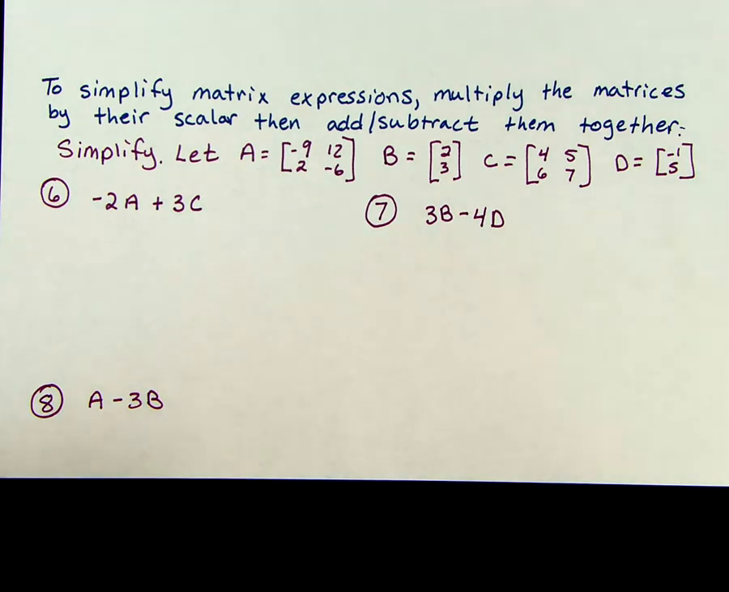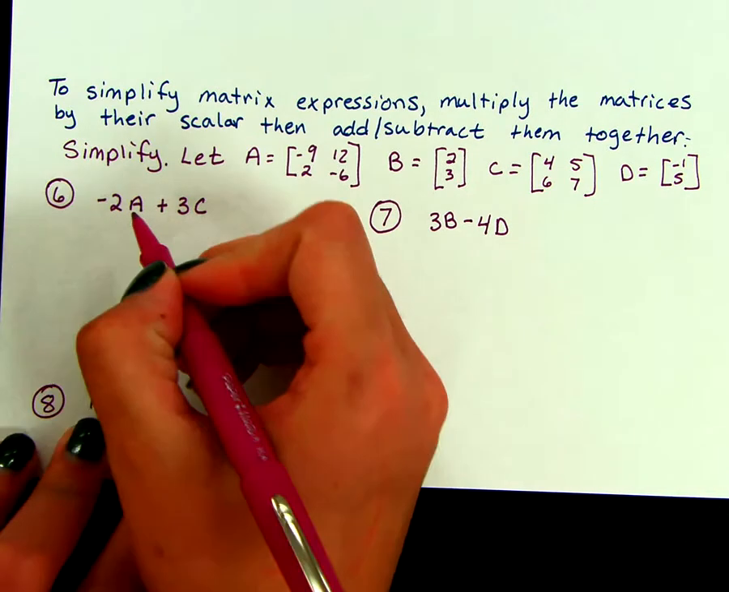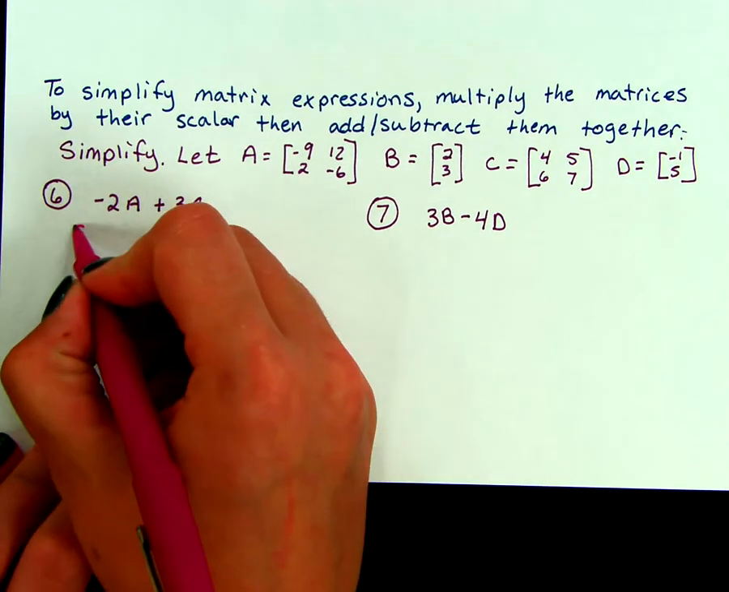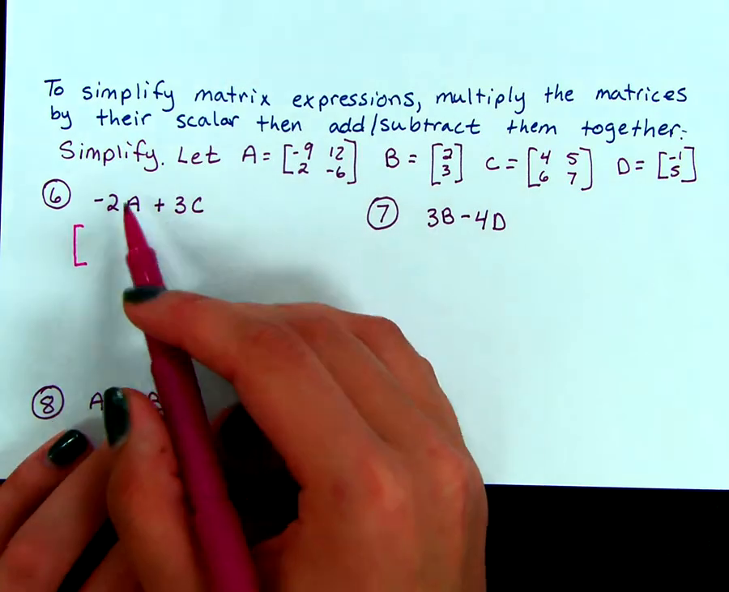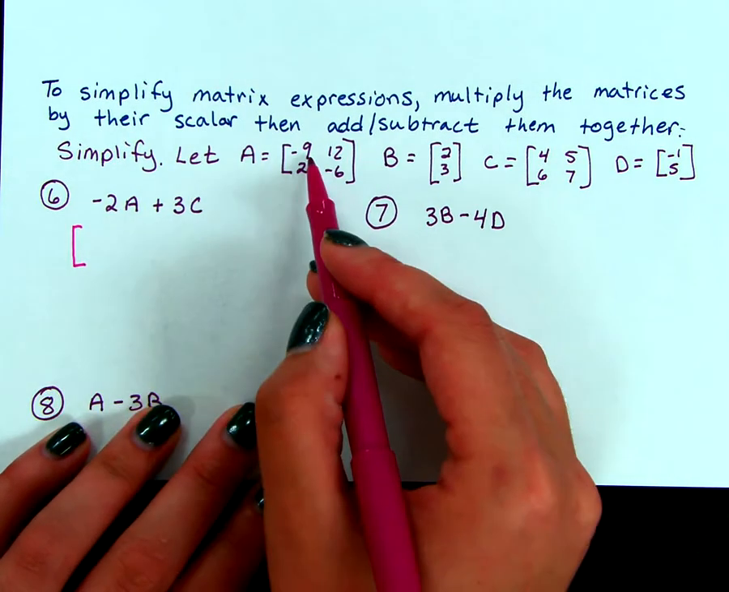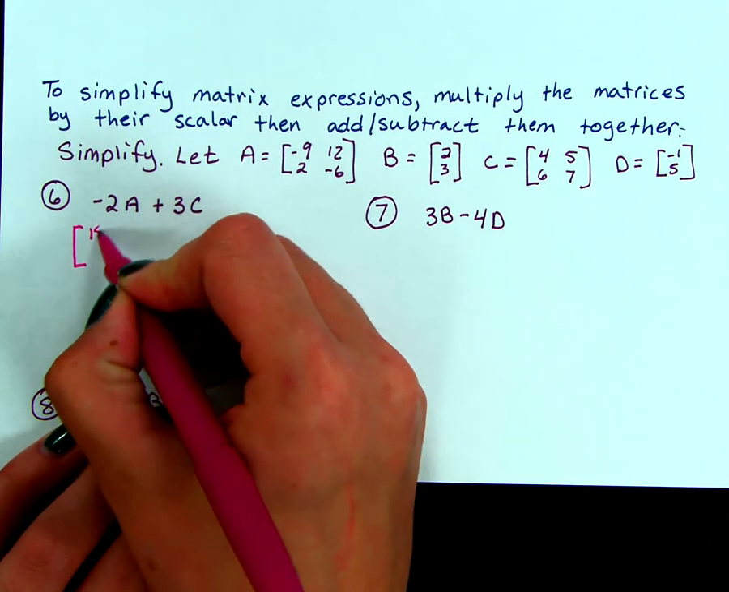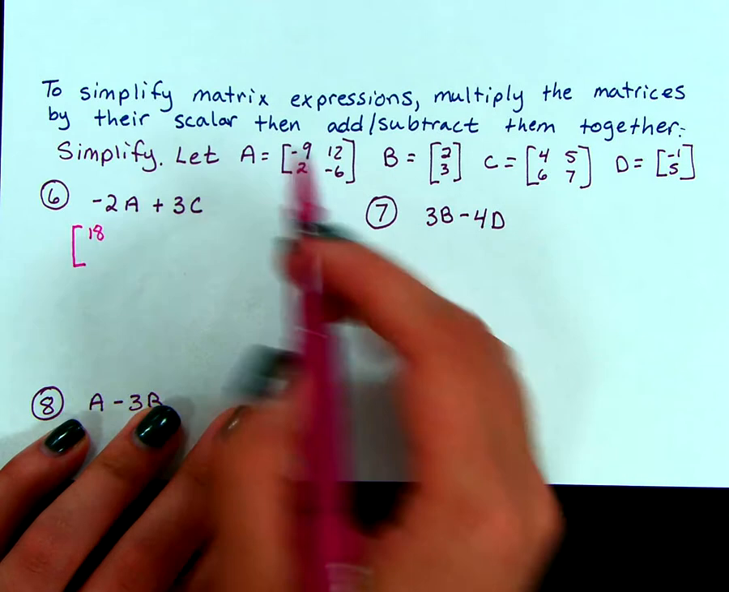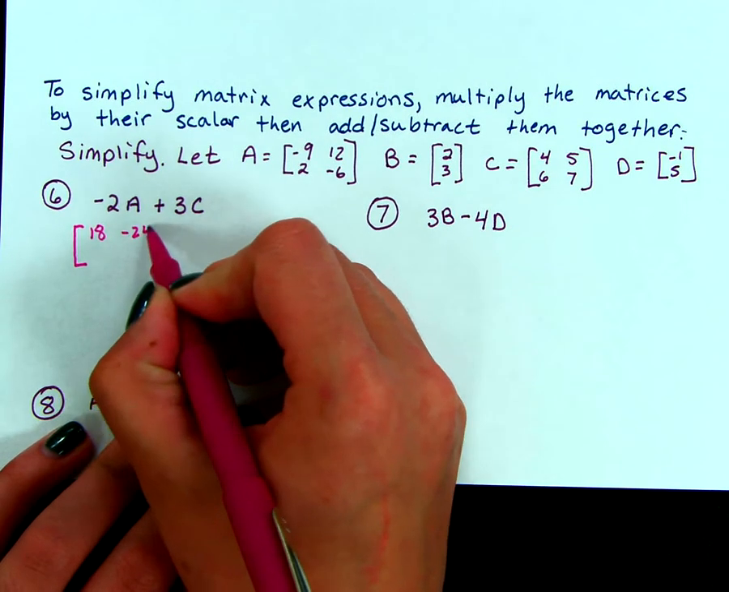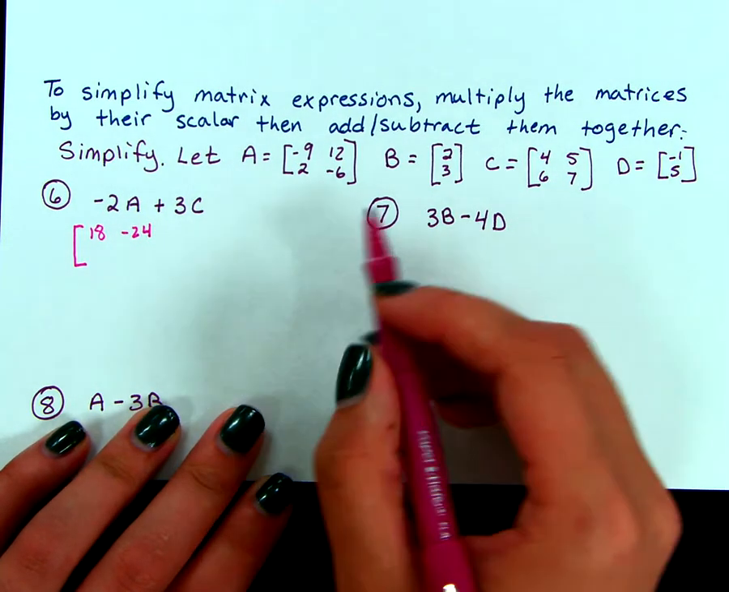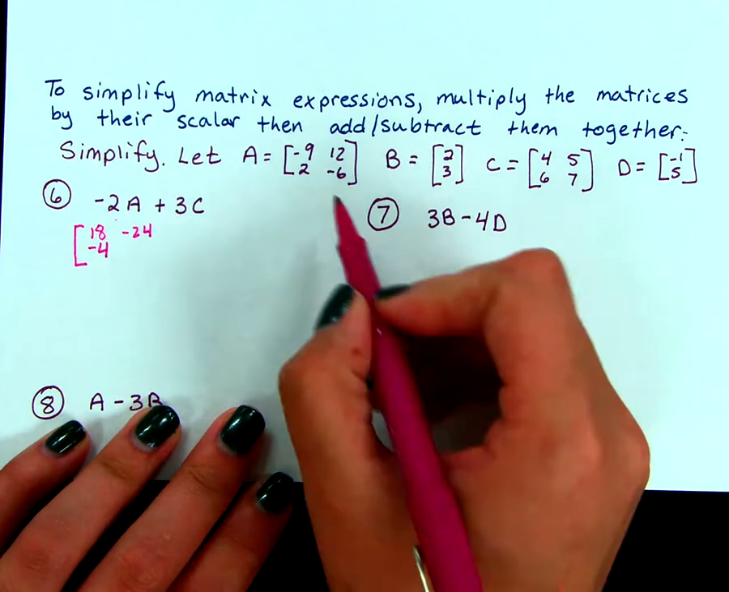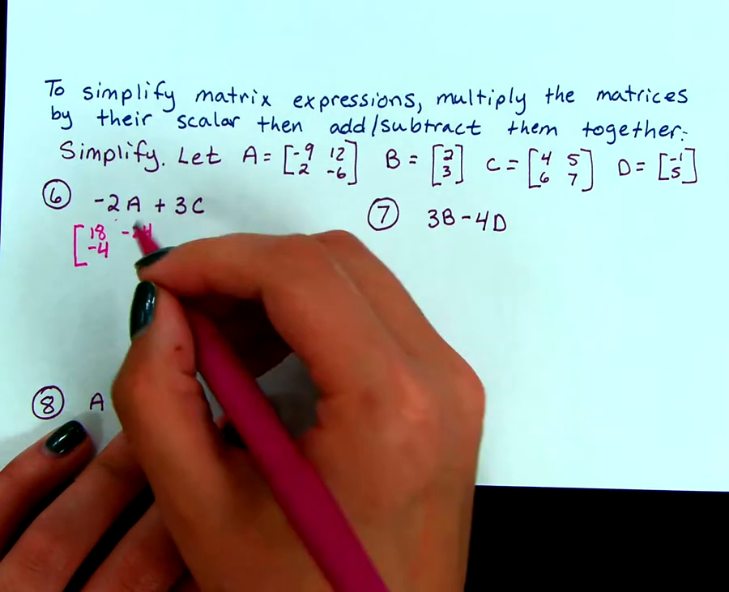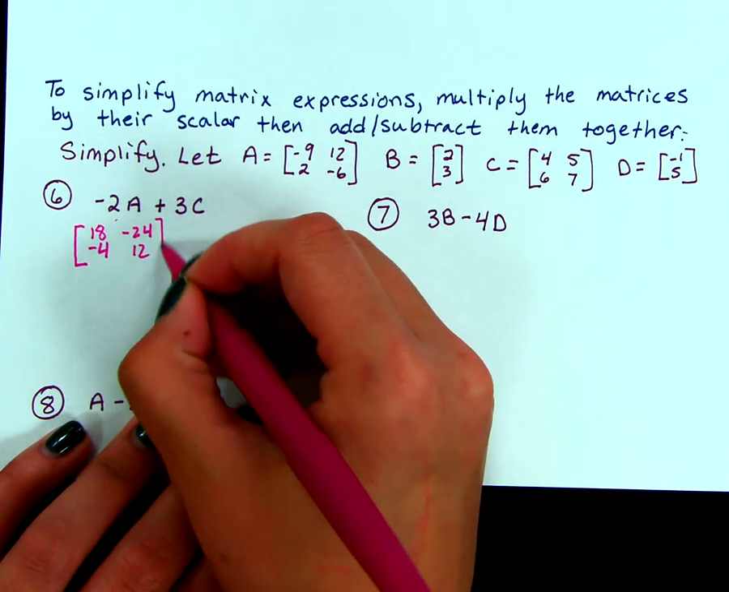So let's start with our scalars. Okay, so again, we're going to take -2 times everything in matrix A. So -2 times -9 is a positive 18. -2 times 12 is -24. -2 times 2 is -4. And -2 times -6 is positive 12.